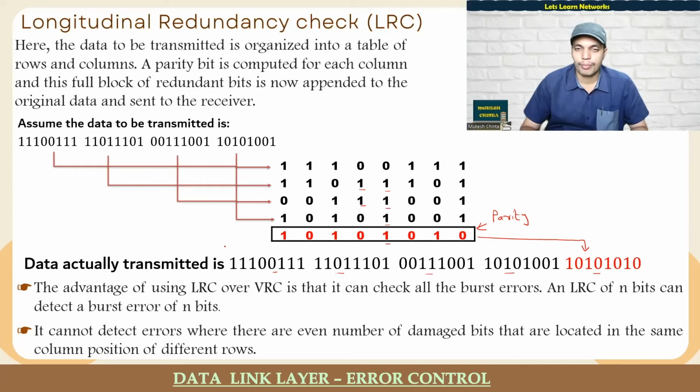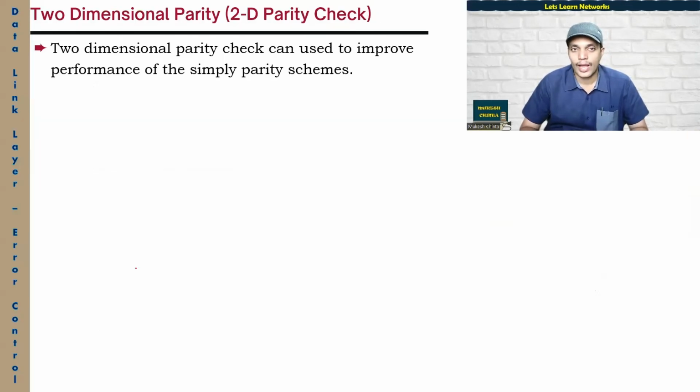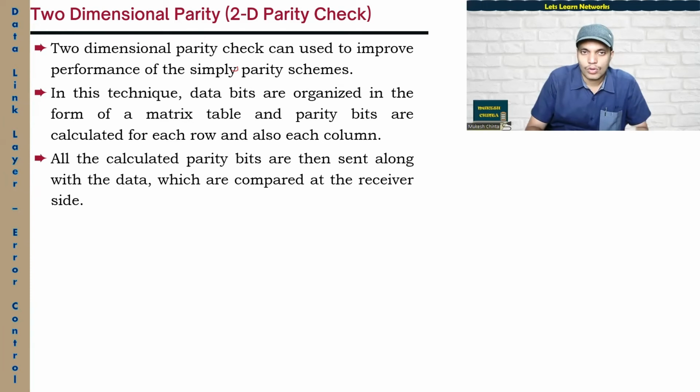In order to increase the efficiency of both these schemes, both VRC and LRC, we go for the third method of error detection, called two-dimensional parity check or 2D parity check. The two-dimensional parity check can be used to improve the performance of the simple parity schemes. Now what do we do here? It's pretty simple. You add both.